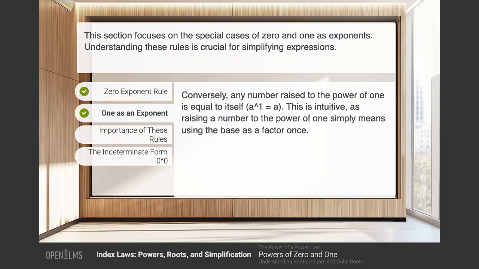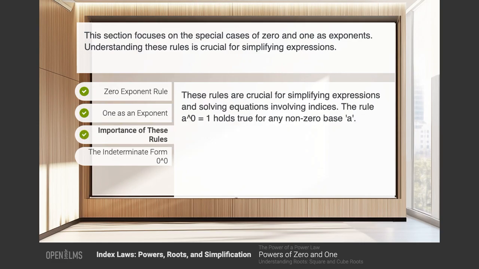Conversely, any number raised to the power of 1 is equal to itself, a^1 equals a. This is intuitive, as raising a number to the power of 1 simply means using the base as a factor once. These rules are crucial for simplifying expressions and solving equations involving indices. The rule a^0 equals 1 holds true for any non-zero base a.